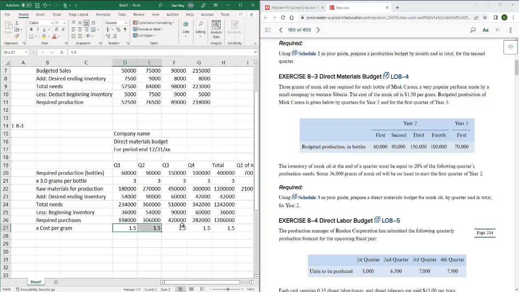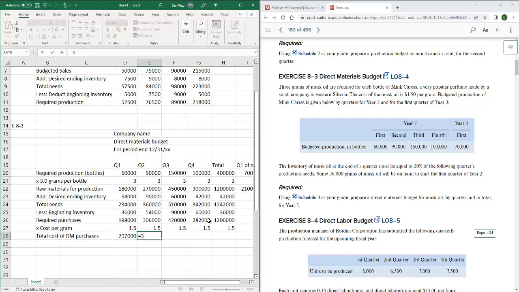Now, certainly if we expected the price to go up or down or whatever, we could bake that right into our budget here. Okay, if we thought it would jump to $2 in Q2, I could just change that to $2 here and factor it out beyond that. So required purchases times the cost per gram. It's going to be total cost of direct material purchases by quarter. So in Q1, 198,000 grams times $1.50 for $297,000.